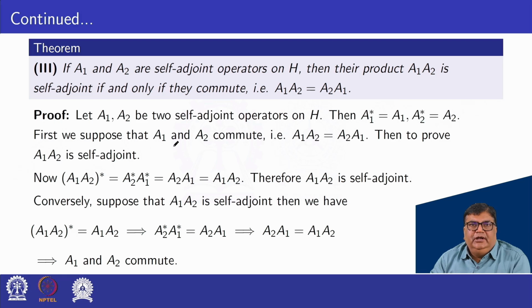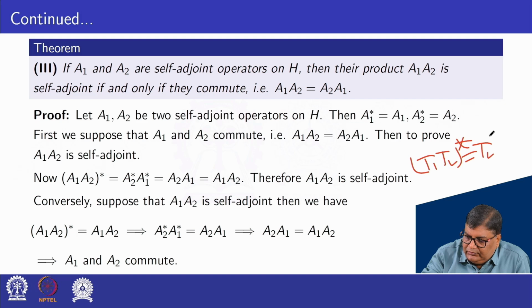First, we suppose that A1, A2 commute. That is A1A2 = A2A1. Then to prove A1A2 is self-adjoint. Now, (A1A2)* = A2*A1*. By the property (T1T2)* = T2*T1*, so (A1A2)* = A2*A1*.